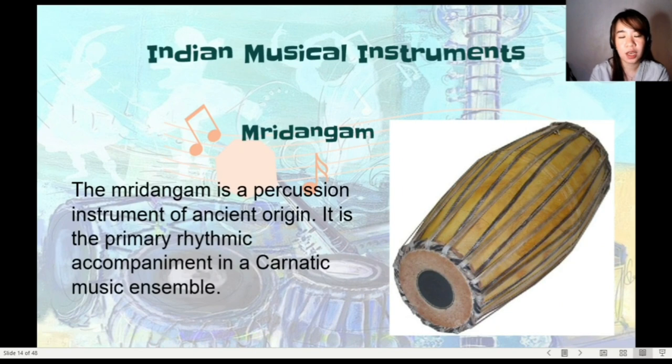Okay, the next one that we have here for Carnatic music is mridangam. Mridangam is a percussion instrument. Can you still remember percussion instrument? What is another name for percussion instrument? Yes, very good. Membranophones. The percussion instruments or membranophones produce sounds through tapping, when you tap them. So again, mridangam is a percussion instrument of ancient origin. It is the primary rhythmic accompaniment in a Carnatic music ensemble.